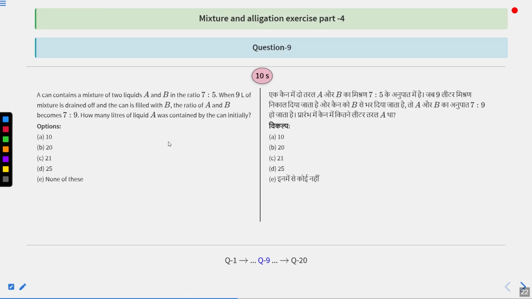Next one. A can contains two liquids A and B in the ratio 7:5. When 9 liter of the mixture is drained off and the can is filled with B, the ratio of A and B becomes 7:9. How many liter of liquid A was contained by the can initially? You have 5 options and 10 seconds to analyze the question. Your time starts now.